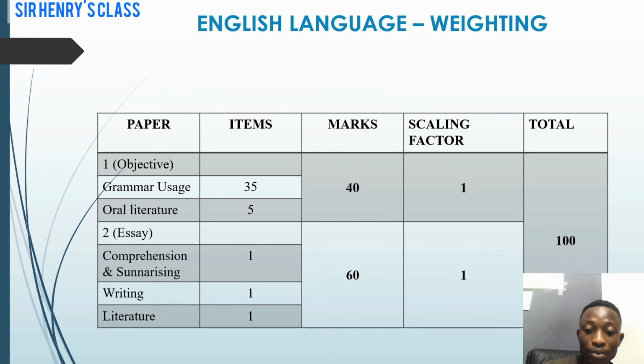So let's continue. This is the literature aspect of it. Now let us look at the weighting. When we say weighting, we mean how scores are allocated. I told you that paper 1 happens to be the objectives, where we have 35 questions from grammar usage, and then 5 questions from oral language, and here we have 40 marks. And then when you go to the essay, we have comprehension and summarizing together with writing and literature, all also taking 60. So in total you have 100 marks.